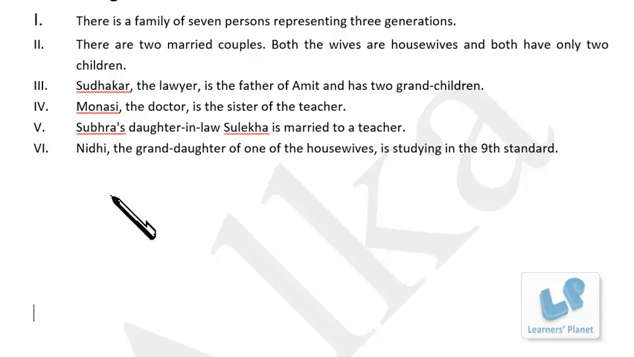There is a family of 7 persons representing 3 generations. There are 2 married couples. Both the wives are housewives and both have only 2 children. Okay. Sudhakar the lawyer is the father of Amit and has 2 grandchildren. So Sudhakar is from the first generation, is father of Amit and has 2 grandchildren.